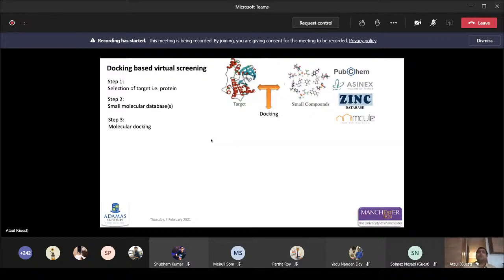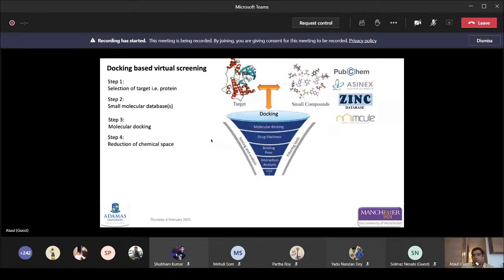So each molecule will dock in this protein molecule and it will give the score. Once you have the score, based on the score, you sort out your molecules. Suppose I need the top 10,000 molecules among 1 million. So depending on your criteria, you can select some molecules.